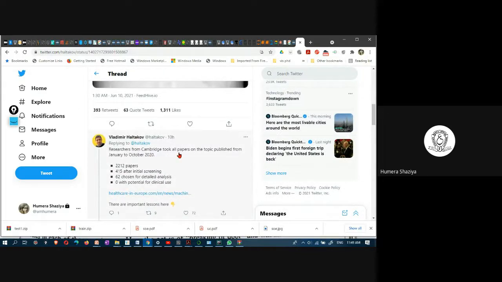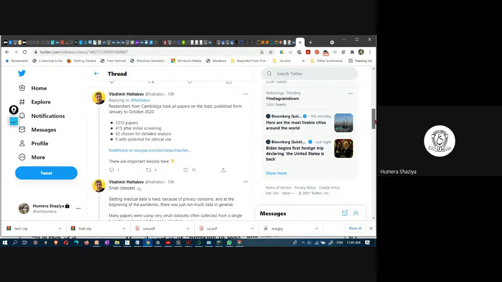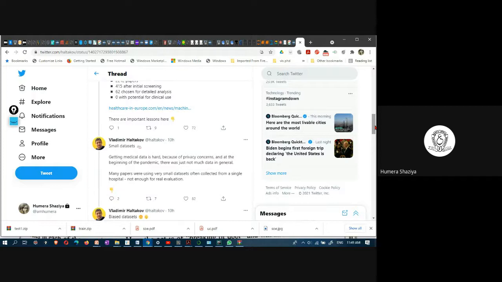researchers from Cambridge took all papers on the topic published from January to October 2020, 2,212 papers. 415 after initial screening, 62 chosen for detailed analysis, 0 with potential use for clinic. Actually, in the real world, there were 0 with clinical usage. Why? Because he's saying small data sets. Getting medical data is hard.